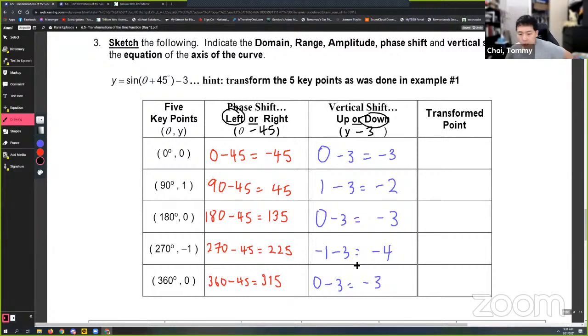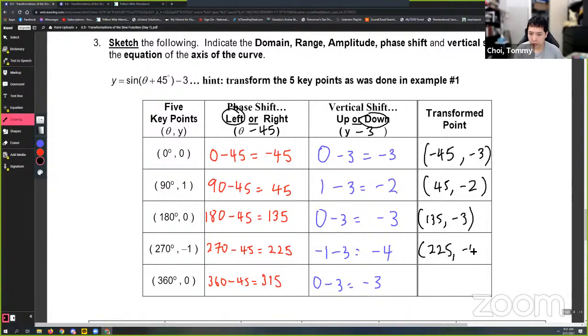Once we have all of our shifts down, we can then figure out what our points are. So negative 45 comma negative 3, 45 comma negative 2, 135 comma negative 3, 225 comma negative 4, and 315 comma negative 3. So these are our points here.